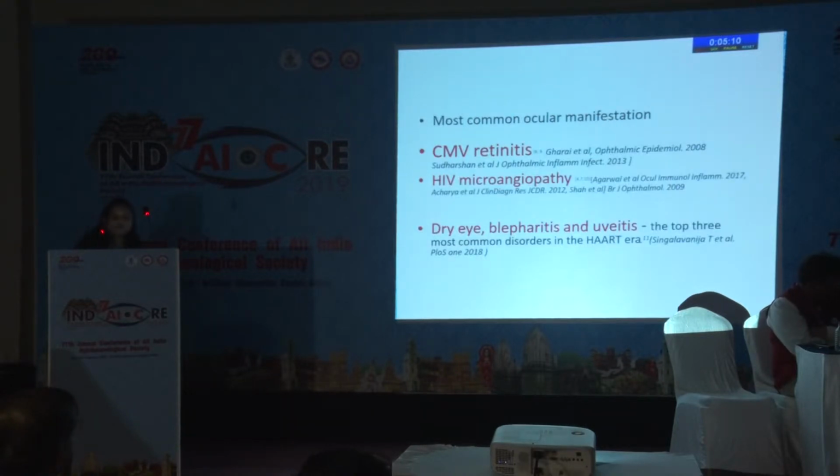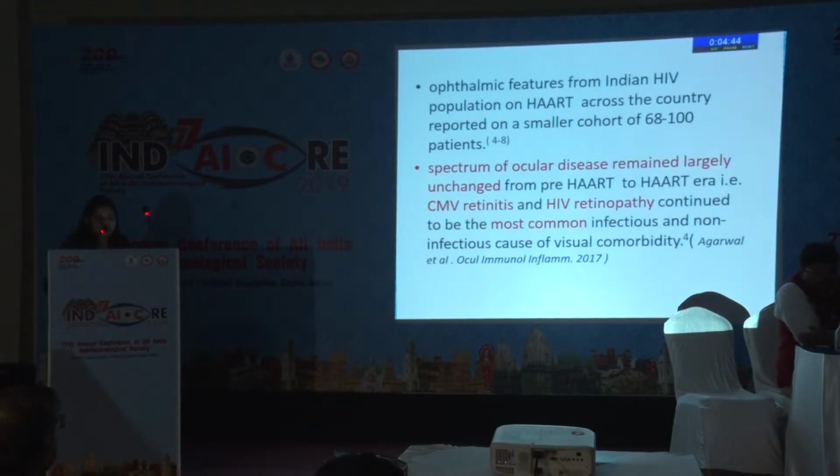The most common ocular manifestation that has been reported previously is CMV retinitis in various studies, whereas other studies have reported HIV microangiopathy to be the most common manifestation. But a recent study conducted in Thailand in 2018 has reported dry eye, blepharitis and uveitis to be the top 3 most common disorders in the HAART era. All of these studies have been conducted in a smaller cohort of patients.